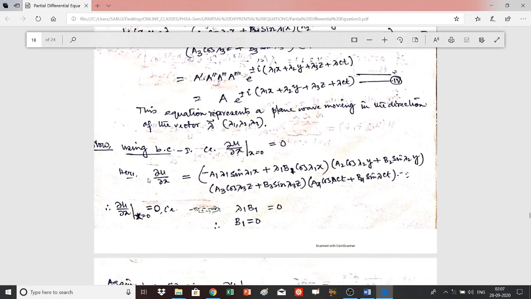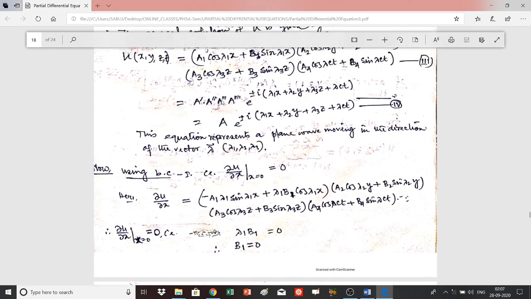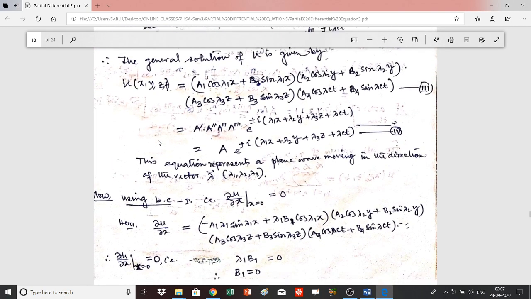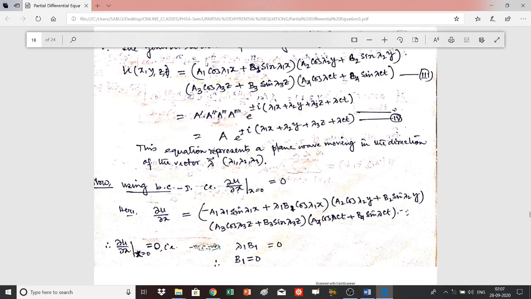Now we have to use the boundary conditions. The boundary condition one gives you that del u del x at x is equal to 0. So we just differentiate this equation. Differentiate this equation, that will give you del u del x is equal to minus a1 lambda 1 sine lambda 1 x plus lambda 1 b1 cos lambda 1 x and other terms. Just differentiate this with respect to x, then these terms will give you these terms. Just differentiate. Nothing is difficult to do here.